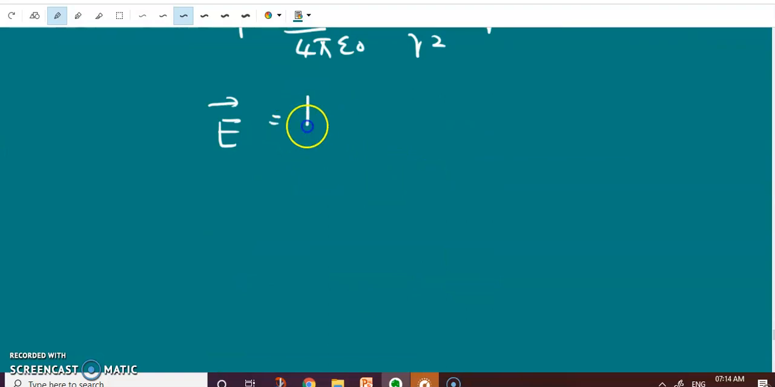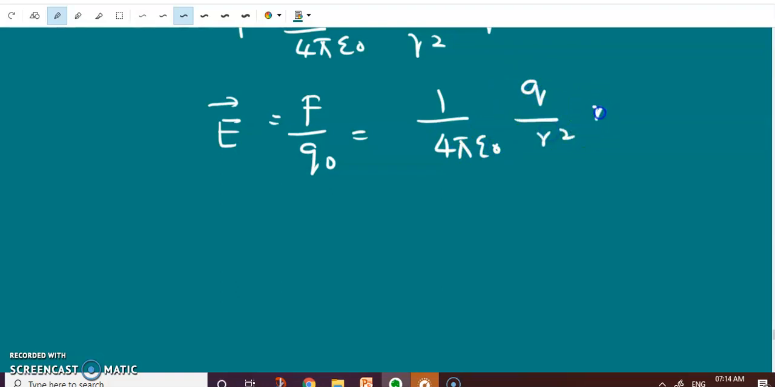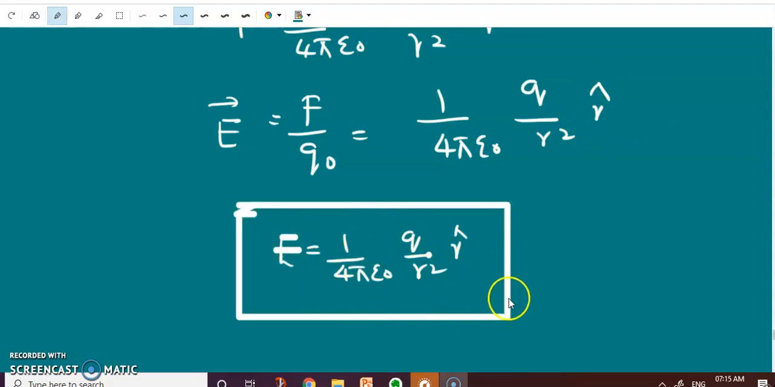So E is defined as F divided by Q naught, which is 1 over 4 pi epsilon 0, Q naught and Q naught cancel, Q divided by R square, vector R cap. So this is the electric field intensity due to a point charge Q at a distance R from the point charge, and it is measured in Newton per Coulomb.